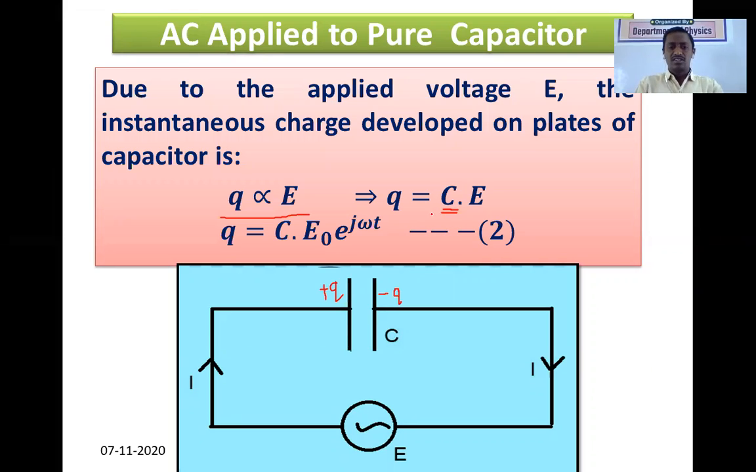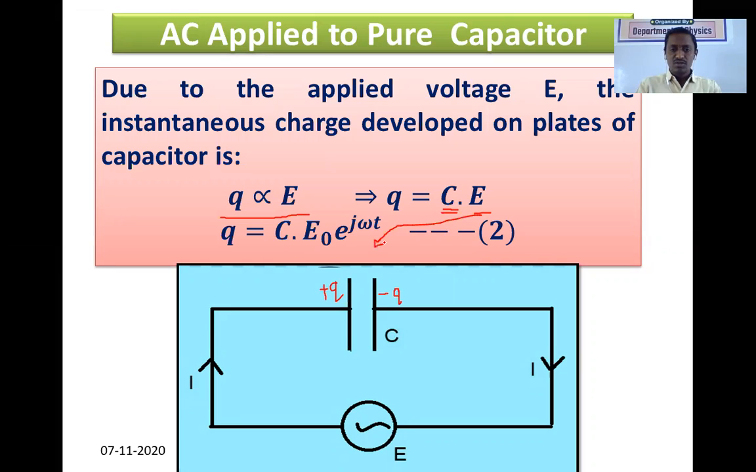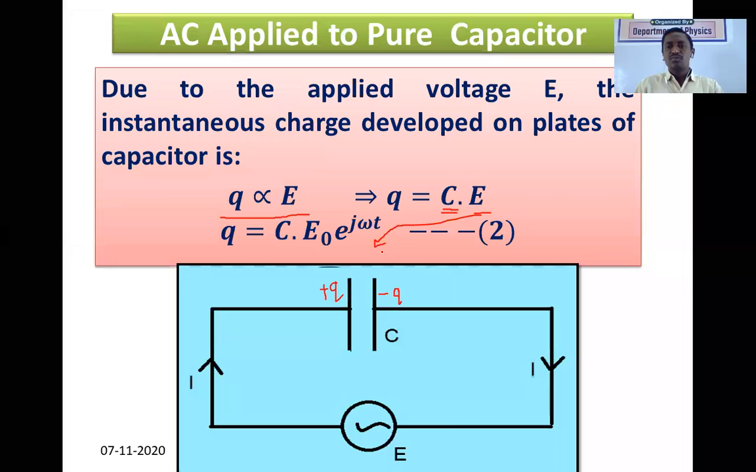Now we know the value of E from equation 1, that is, the applied voltage is E0 e to the power j omega t. So the equation becomes Q equals C E0 e to the power j omega t. Every time you must remember our final target. We have to solve the circuit containing the capacitor, meaning we have to find the instantaneous charge and instantaneous current that flows in the circuit.